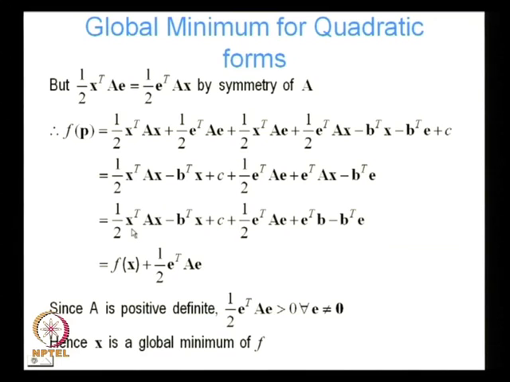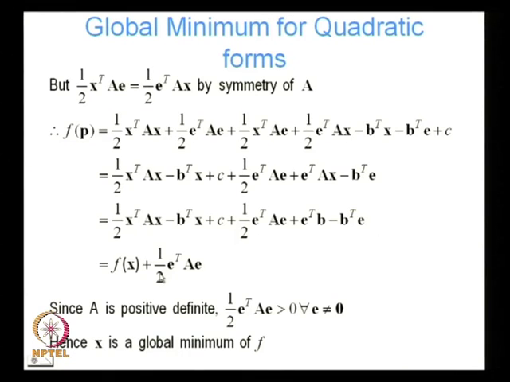But what is this? This is my quadratic form in x, right. This is my f of x, and I have this term remaining which is half e transpose Ae. But remember, we assume that A is a positive definite matrix, right. Positive definite matrix means that for any e which is not identically equal to 0, e transpose Ae has got to be greater than 0, right. So this term is always going to be positive.